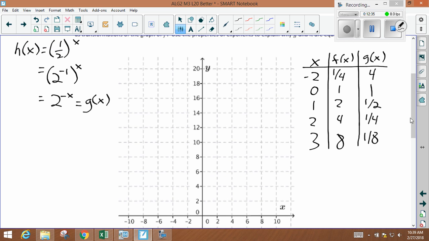We know f of x looks like this. At negative 2, it's at 1/4. At 0, it's at about 1. At 1, we are at 2. At 2, we are at 4. At 3, we're at 8, and it keeps going. And so here we go. We graphed this one last time, but let's go ahead and graph it again.